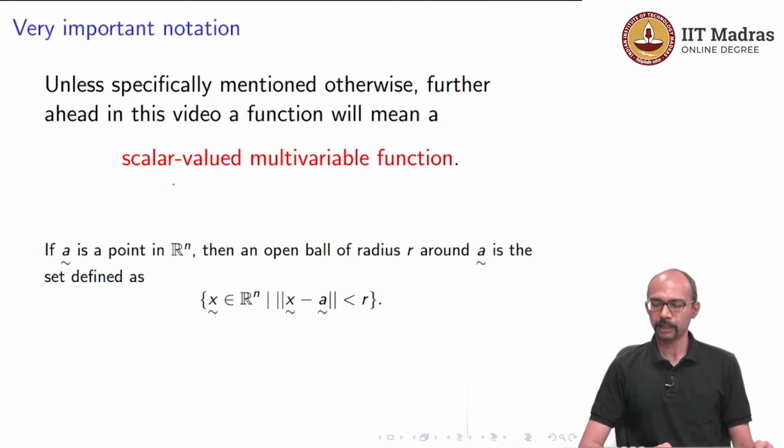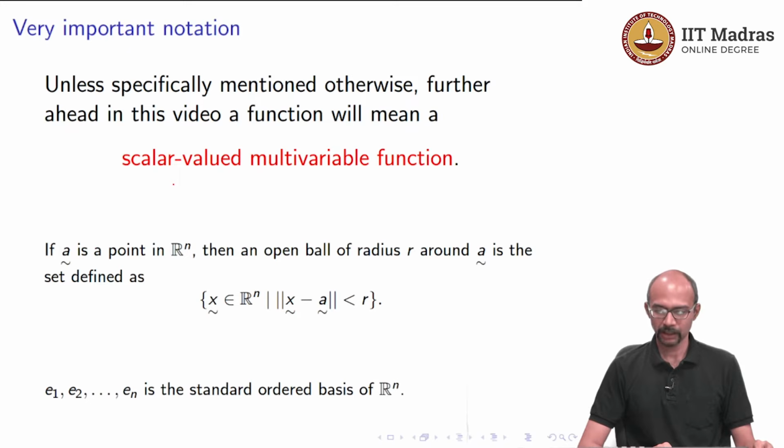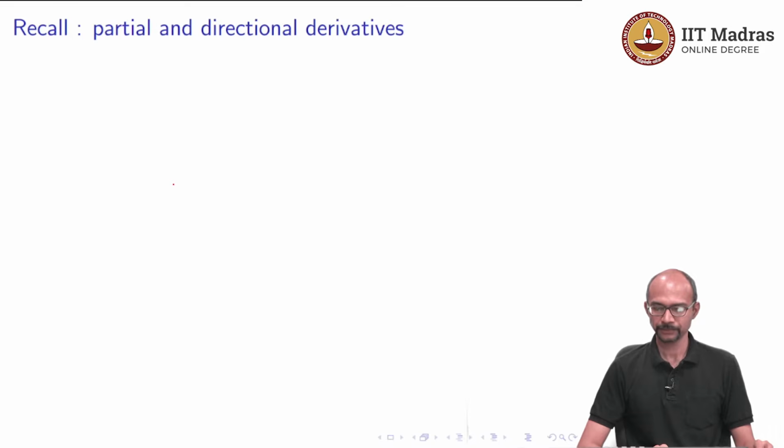If A tilde is a point in R n, then an open ball of radius r around A tilde is the set of those points x tilde such that the distance between x tilde and A tilde is less than r. And finally, let us recall that E1, E2, ..., En is the standard ordered basis of R n. These are all notations we have been using for a while now, and we will continue to use them in this video as well.